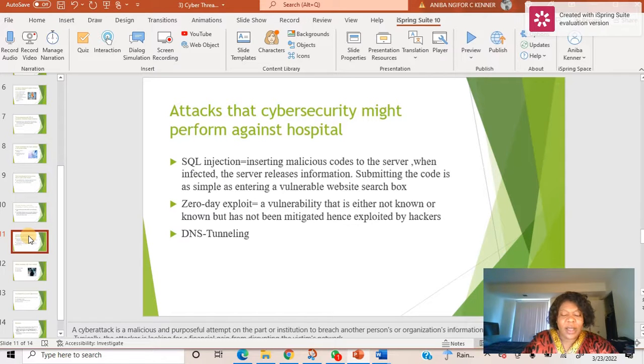A cyber attack is a malicious, purposeful attempt on the part of a person or institution to breach another person's or organization's information system. Typically, the attacker is looking for financial gain from disrupting the victim's network. This can be done in so many other ways. I'm just going to give us a few examples here, like SQL injection, just throwing SQL codes that disrupt and provide data. We have the zero-day exploitation, which exploits a vulnerability that has not yet been identified or has been identified but is still being mitigated. And then we have the DNS tunneling, just to name a few.